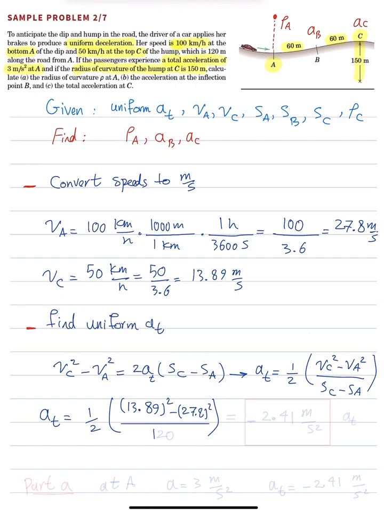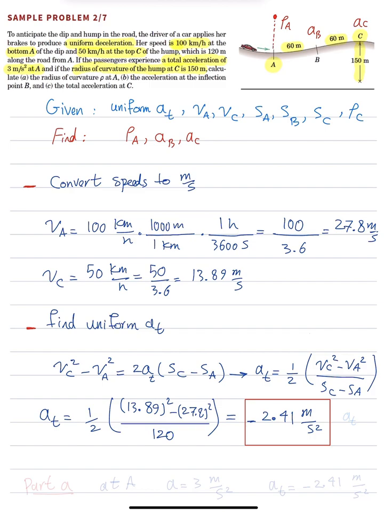SC minus SA, that's 120 meters. So finally, we get an acceleration of minus 2.41 meters per second squared. And it's negative because, as the problem statement said, it is decelerating, right? So that makes sense.